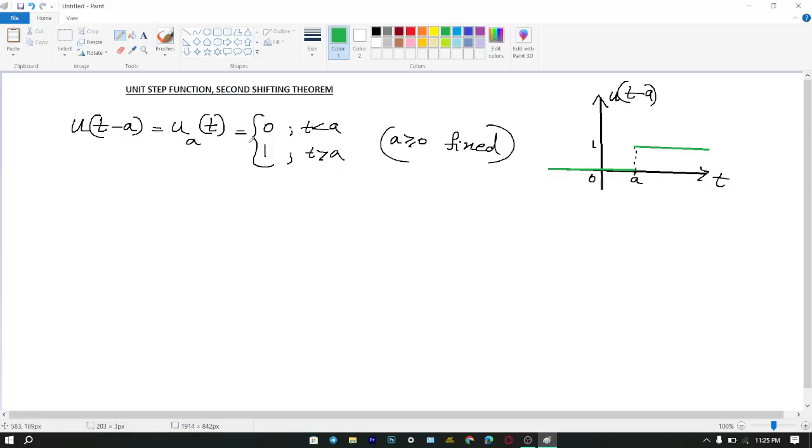Let us discuss the unity step function and the second shifting theorem. The unity step function is denoted by u of t minus a or u a of t, and it is defined by u a of t equal to 0 when t is less than a and equal to 1 when t is greater than a, where a greater than or equal to 0 is fixed.